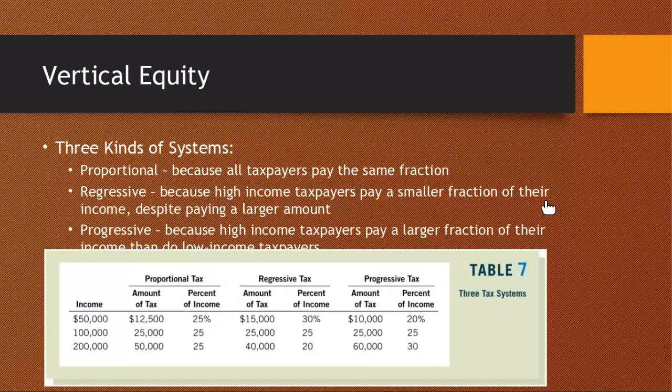And then you have a progressive income tax. And this is because high income taxpayers pay a larger fraction of their income than do low income taxpayers. So it's called progressive because it gets progressively larger the higher your income gets.